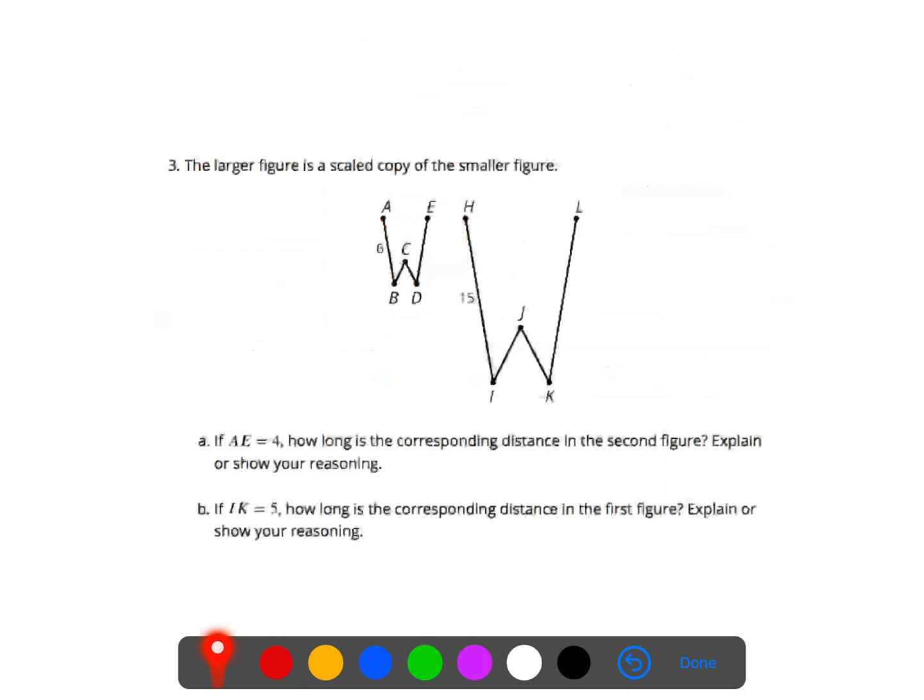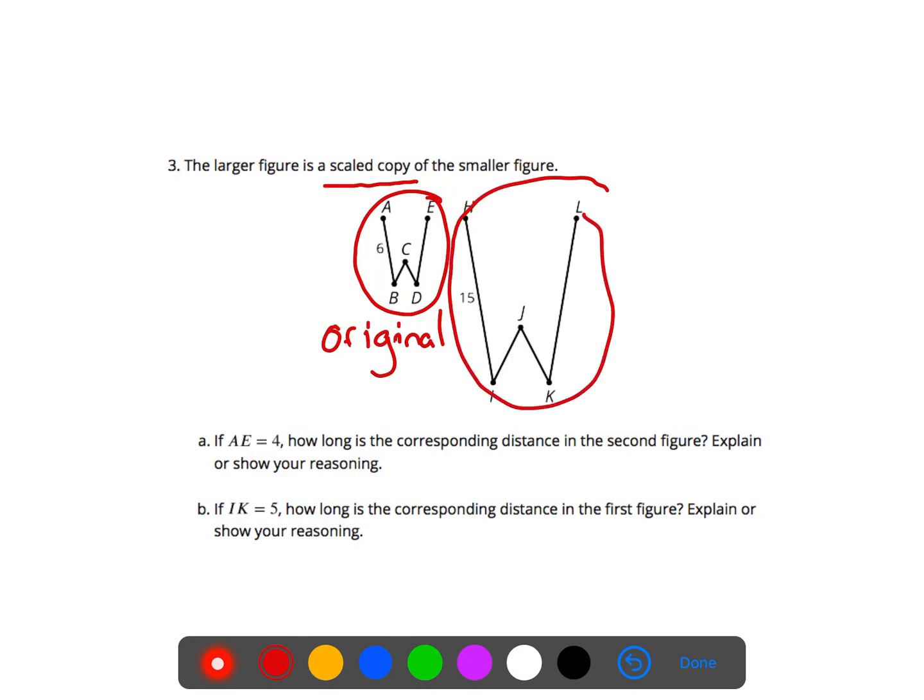For the third question, it's talking about a different figure here. We're looking at these large W-shaped figures. It tells us again that they are scaled copies. The larger figure is a scaled copy of the smaller figure, so that means this figure here is the original. And this figure here is the scaled copy.